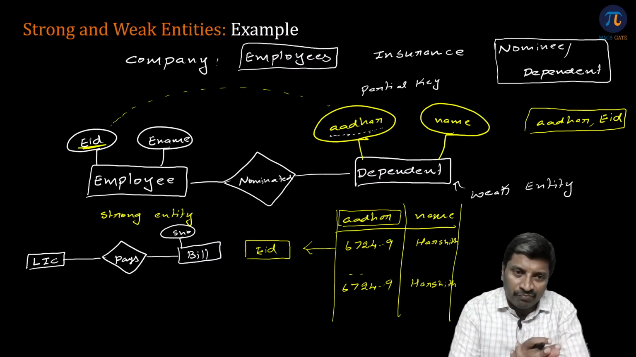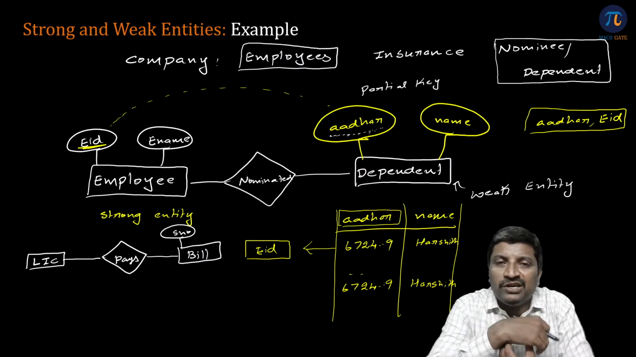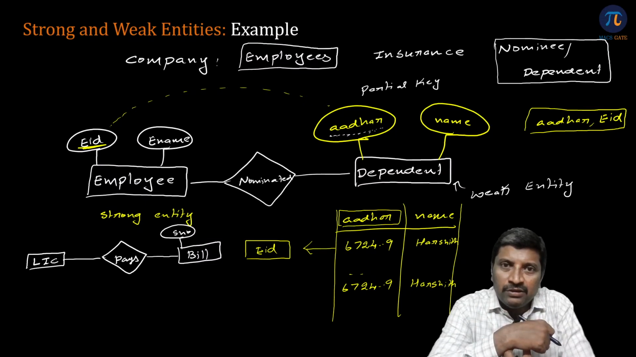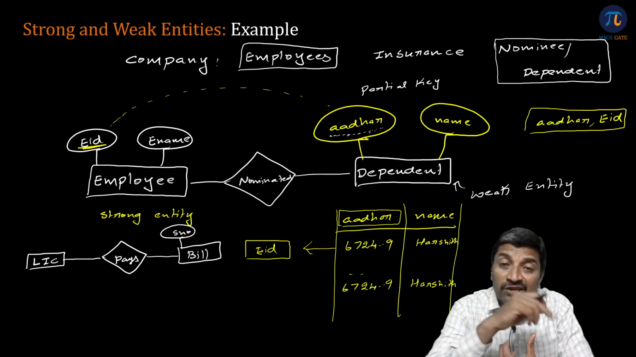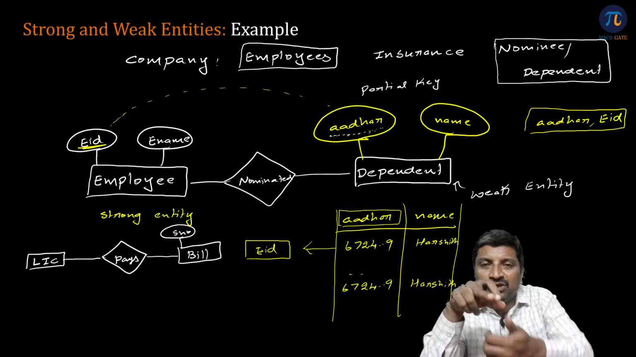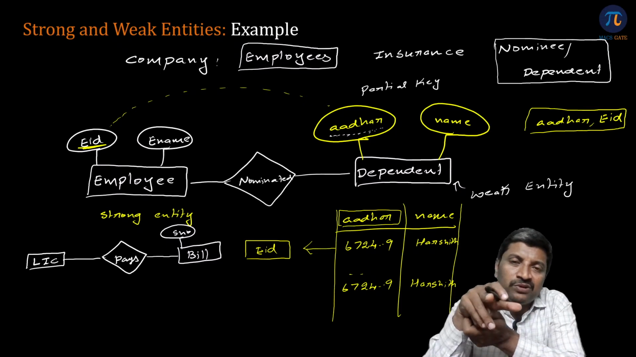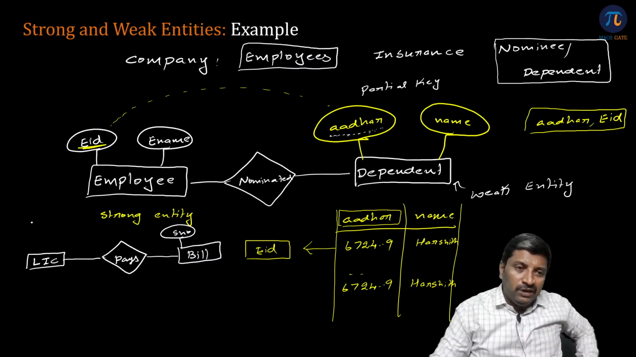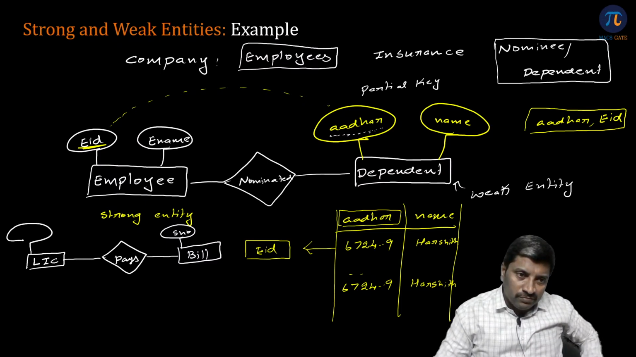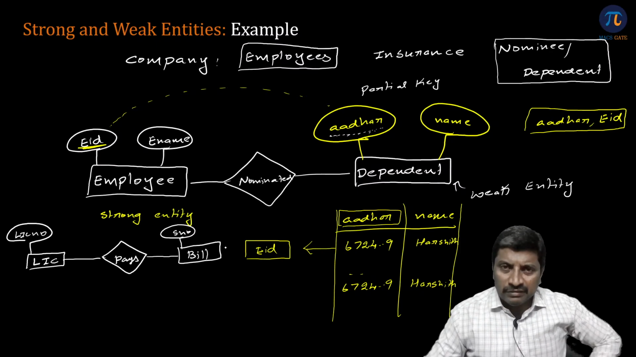Suppose I have taken bill number 5. Now the question is, bill number 5 is related to which LIC? The number will give some amount, sir. Can you identify that bill is related to which LIC? No, sir. Compulsorily that bill number I need to associate with the corresponding LIC number. Then only I can identify the transaction uniquely.